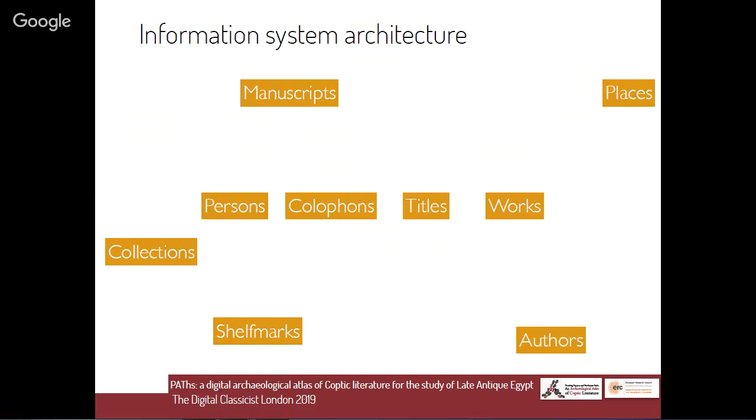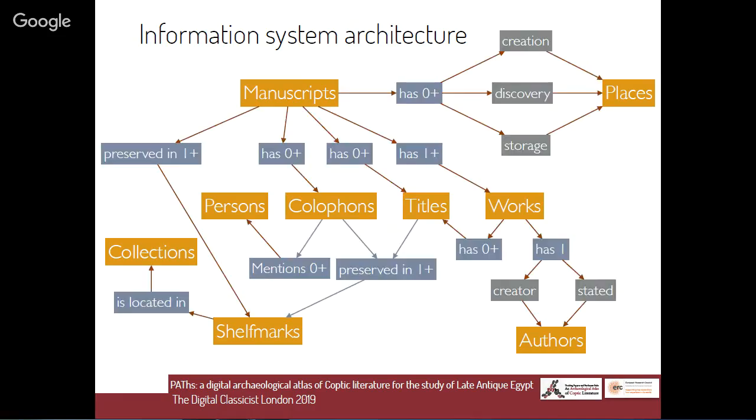So I'm finished now in describing the main entities that we are considering in our database, which are, of course, places, manuscripts, works, titles, colophons, persons, collections, shelf marks, and authors. But these entities do not live separate from each other; they are connected through a network of connections. For instance, manuscripts might have 0, 1, or many colophons that mention one or more places that are preserved in shelf marks, etc.